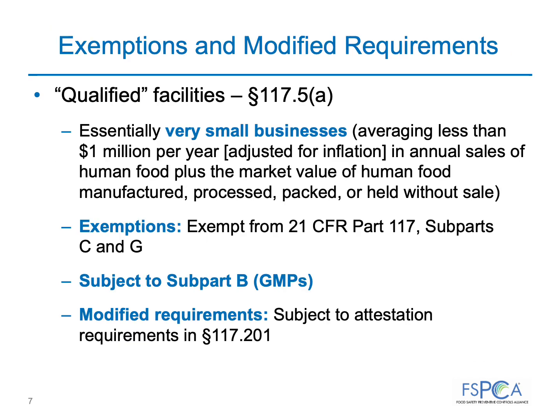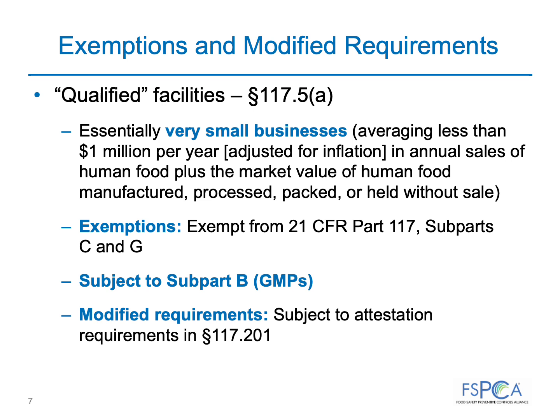Qualified facilities are exempt from the requirements for hazard analysis and risk-based preventive controls. These are essentially very small businesses and include a business, including affiliates and subsidiaries, that averages less than $1 million in total annual sales of human food, plus the value of human food held without sale, e.g., for a fee, as is the case for a warehouse, adjusted for inflation. The QR code in the participant manual covering this slide links to FDA's FSMA Inflation Adjusted Cutoffs webpage.